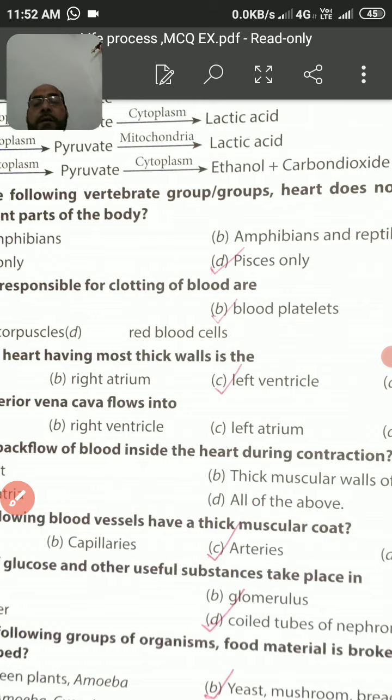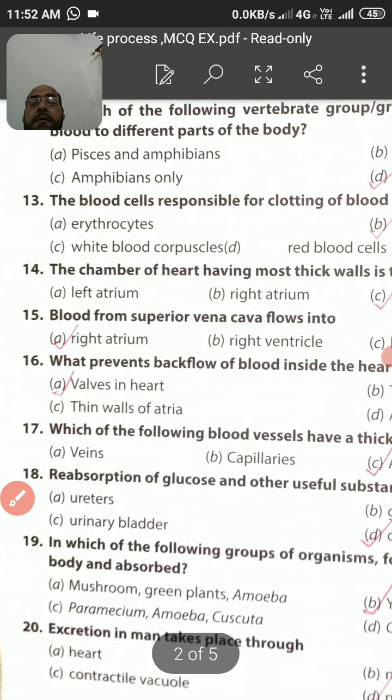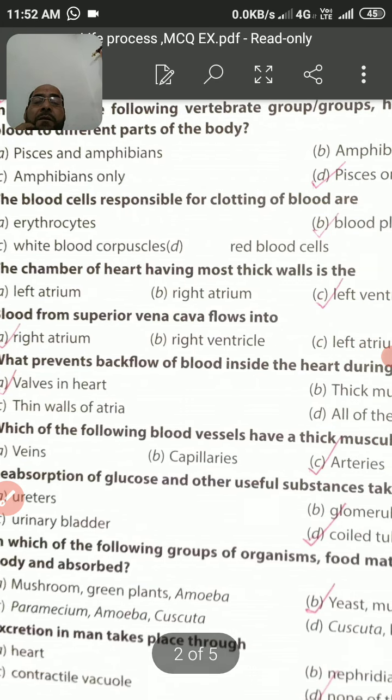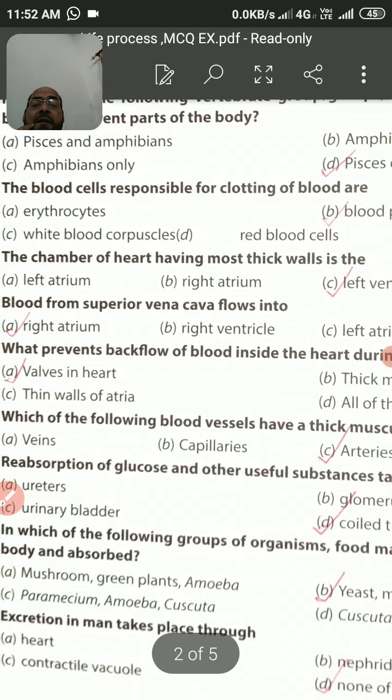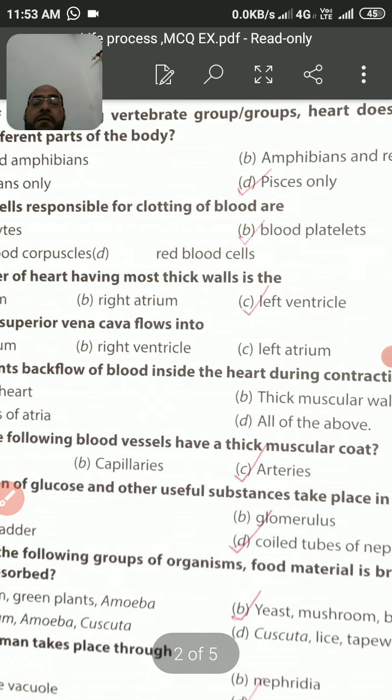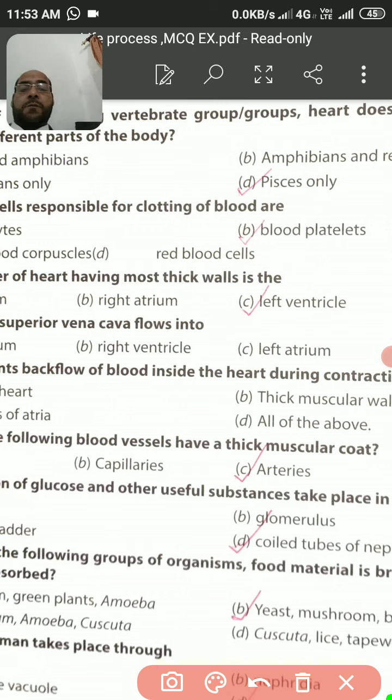So students, come to the next, that is 13. The blood cells responsible for clotting of blood are: erythrocytes, no; blood platelets, yes, because they are called thrombocytes; white blood cells and red blood cells. So the thrombocytes, which are the blood platelets, produce thromboplastin. That is the clotting material, that is the fibrous protein which facilitates the clotting of the blood.